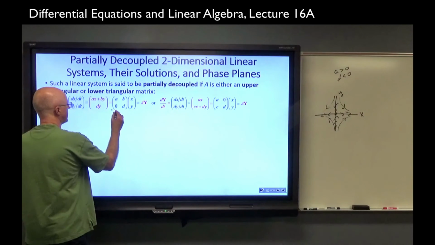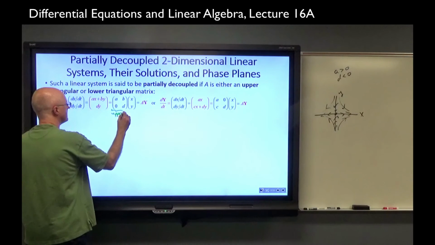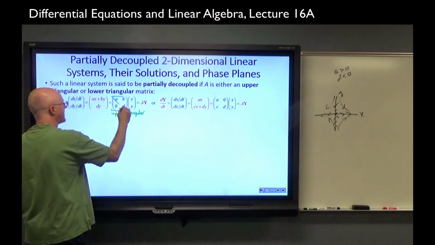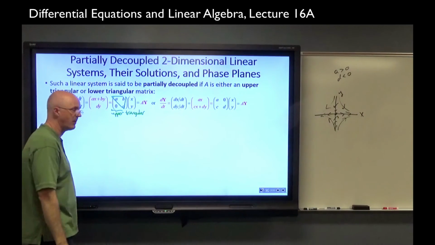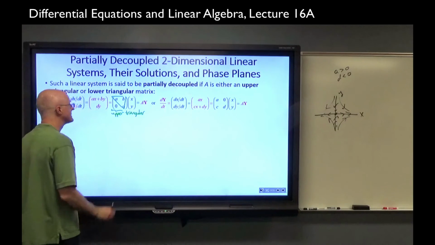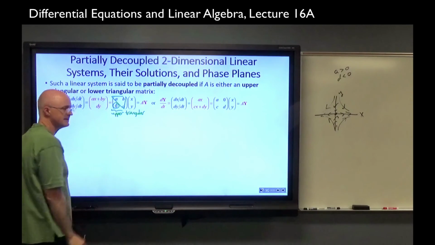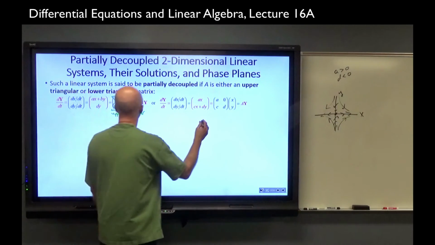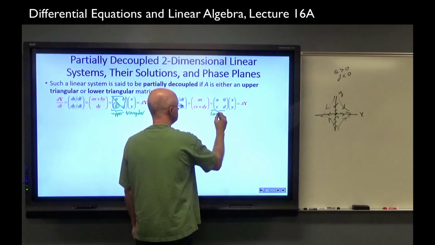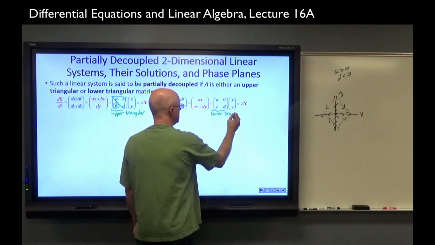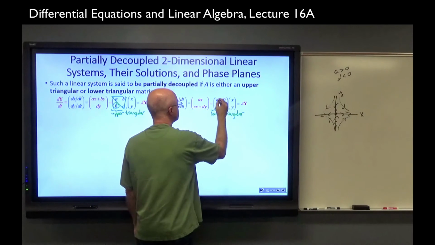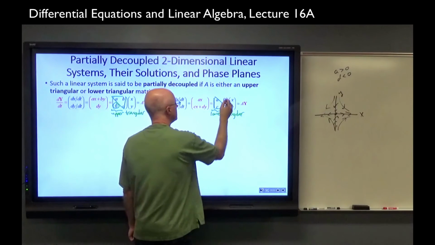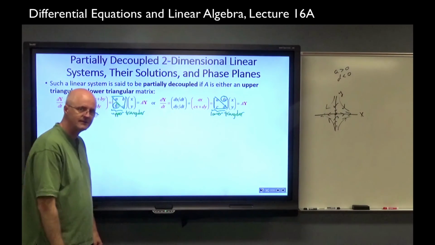This one is upper triangular. In this triangle up here, in the upper right part, you have your possibly non-zero numbers. The only thing that's guaranteed to be zero is underneath. That is called upper triangular. This one's lower triangular. Your only possible non-zero numbers are in the lower left triangle that you see there. You have 0 above and to the right of it.